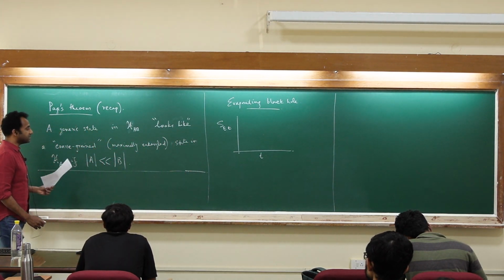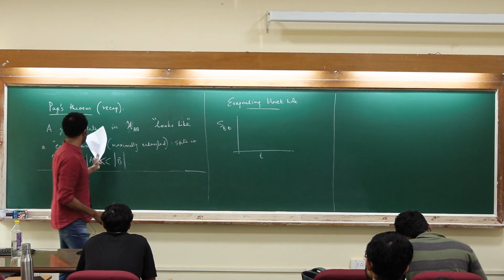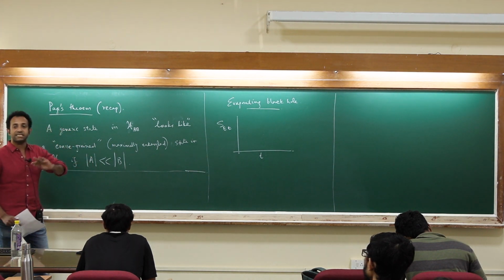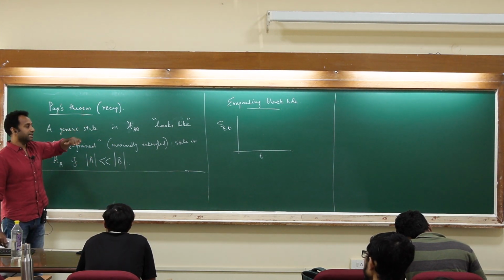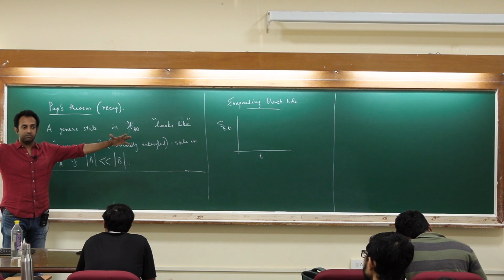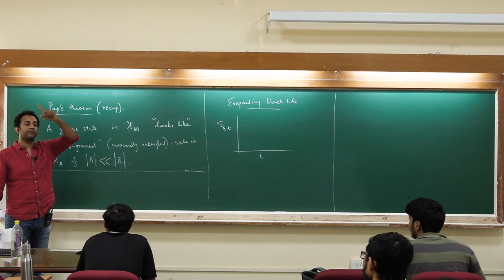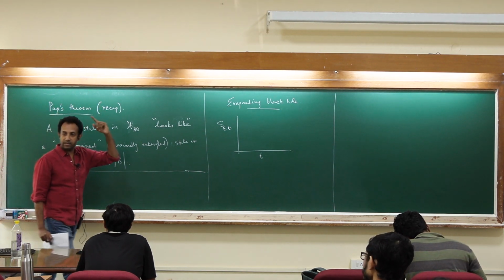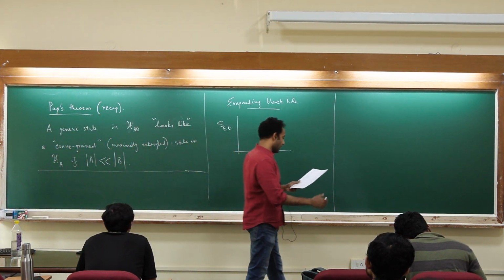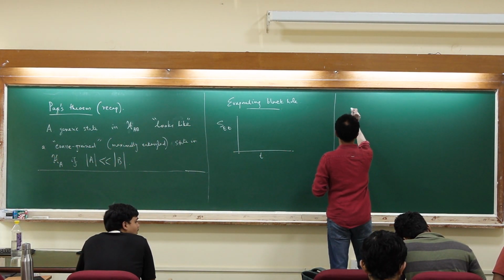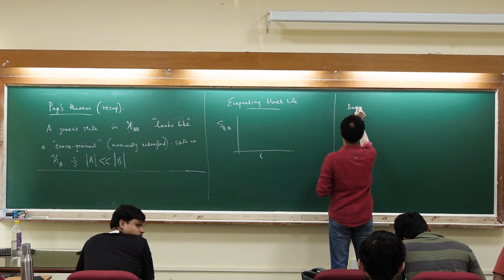So this is what we are going to assume. At any stage during Hawking evaporation, the state of the combined system, the black hole and the radiation, is in some suitable sense generic in the Hilbert space. Okay, so that's the first assumption, the basic assumption.